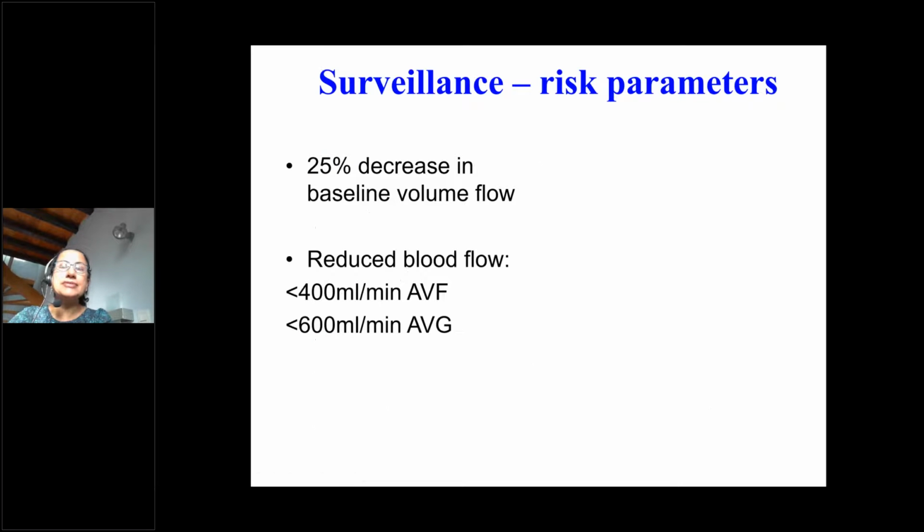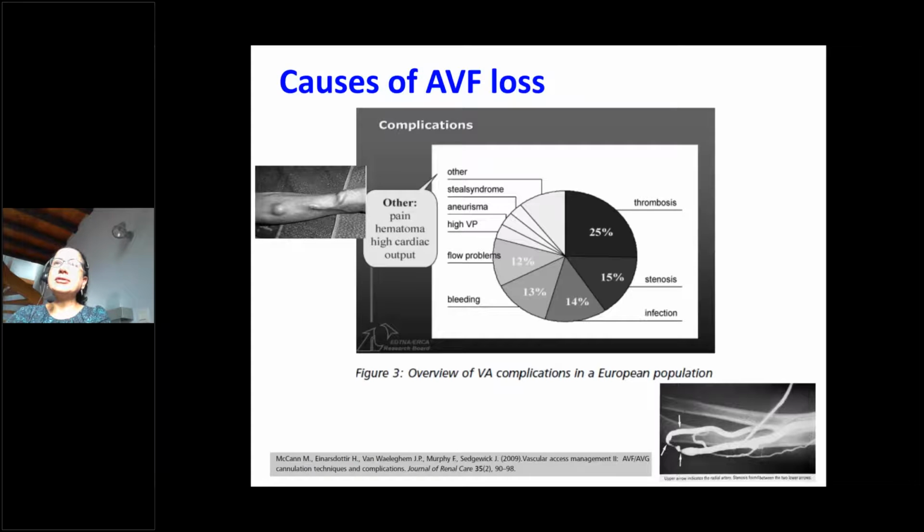The surveillance risk factors, things that should alert you to investigate further, are a reduction in blood flow, usually by about 25%, and the absolute levels for this are reduced blood flows in a fistula of less than 400 mL a minute, or in a graft of less than 600 mL per minute. Causes of AVF loss include a large number of factors, mainly thrombosis in the fistula, but also stenosis, infections, bleeding, reduced blood flow, and rarely aneurysms and steal syndrome.